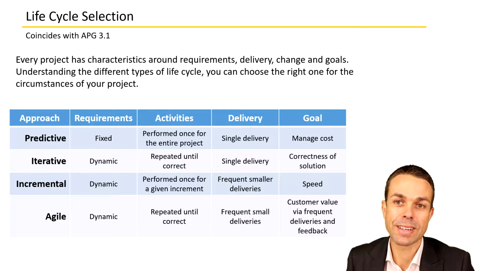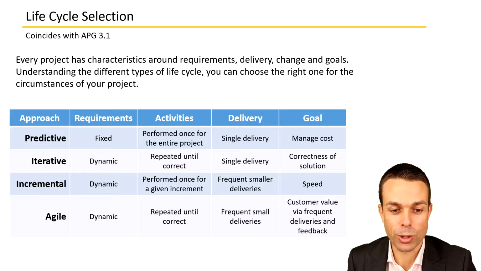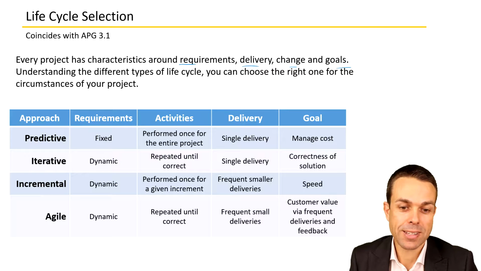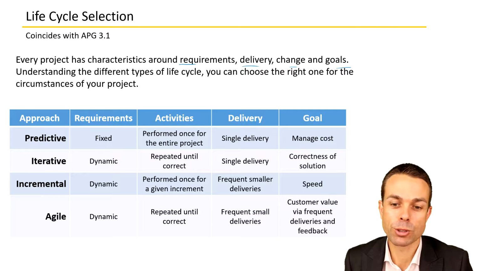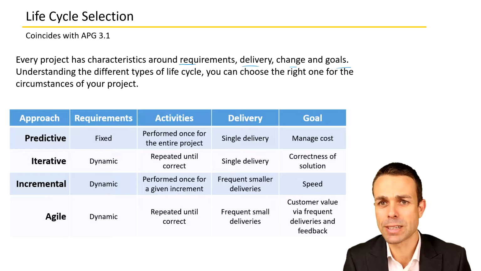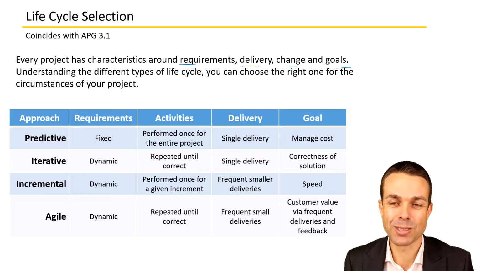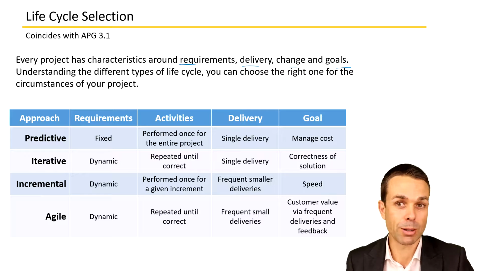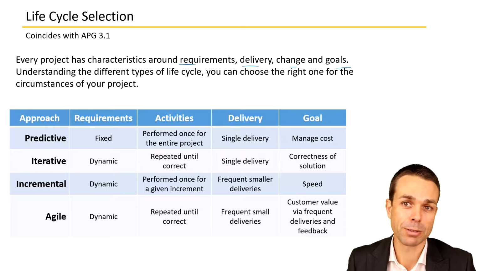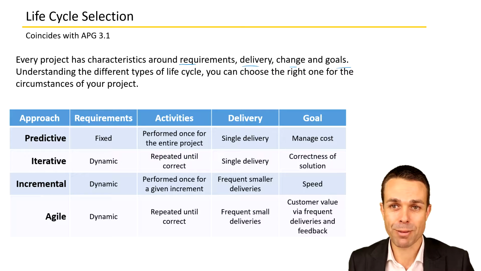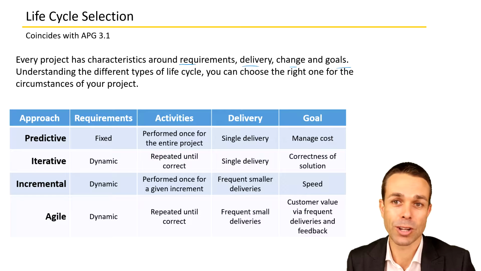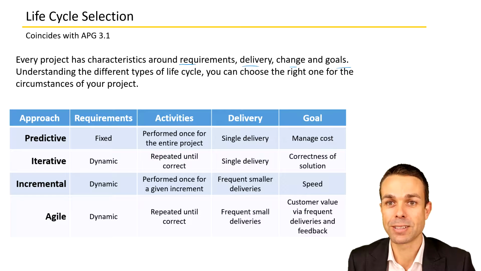So let's delve into the characteristics of these life cycles a little more deeply. Every project has characteristics around requirements, delivery, change, and goals. And by understanding the different types of life cycle, you can choose the right one for the circumstances of your project. And as we saw previously, there are many different circumstances around projects. They could be small or large. You could have different types of management styles, different types of organizations, different types of products, different types of customers, and many, many different things will influence how a project is ultimately delivered to the end result.